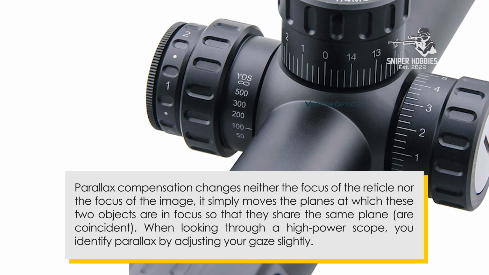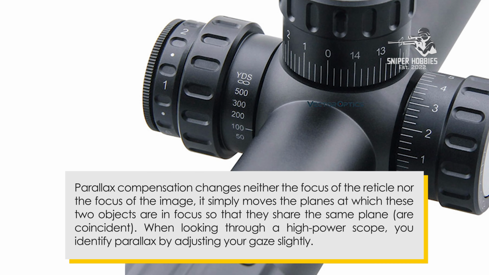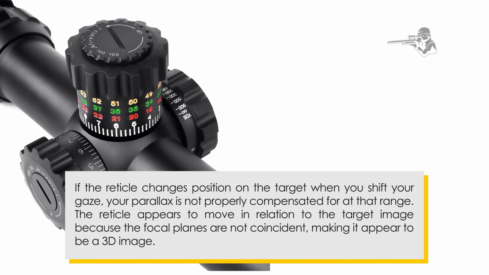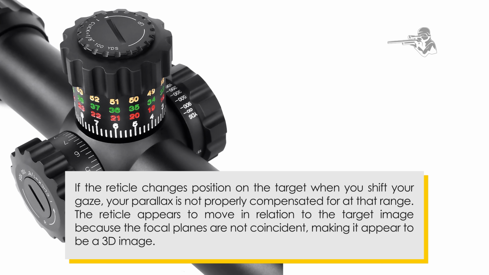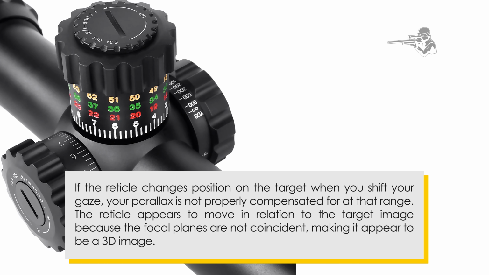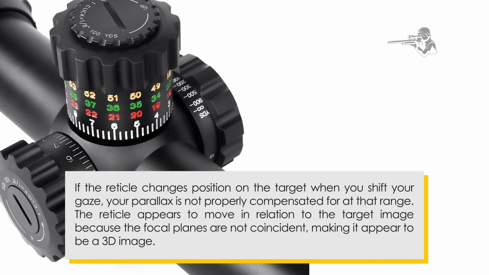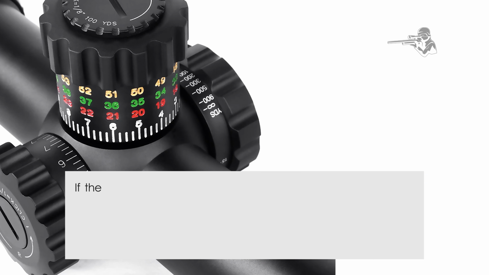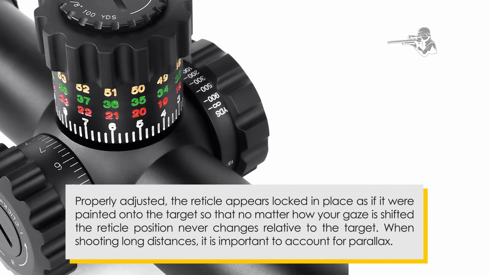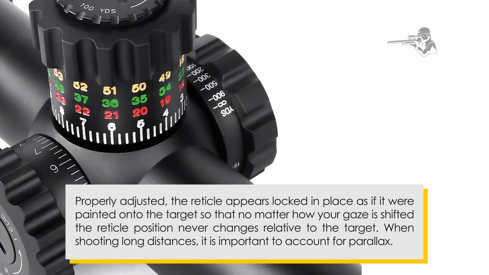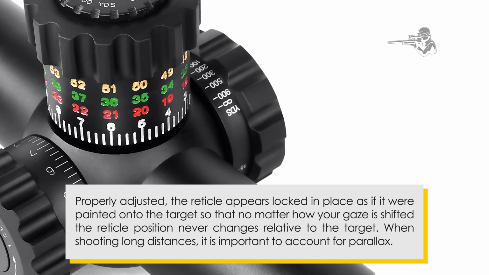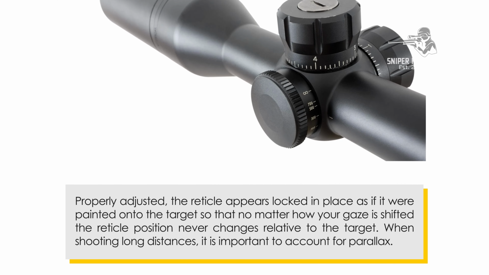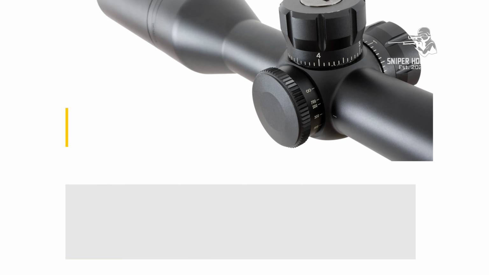When looking through a high-power scope, you identify parallax by adjusting your gaze slightly. If the reticle changes position on the target when you shift your gaze, your parallax is not properly compensated for at that range. The reticle appears to move in relation to the target image because the focal planes are not coincident, making it appear to be a 3D image. Properly adjusted, the reticle appears locked in place as if it were painted onto the target, so that no matter how your gaze is shifted, the reticle position never changes relative to the target. When shooting long distances, it is important to account for parallax.